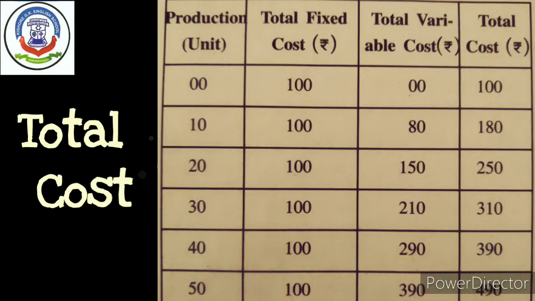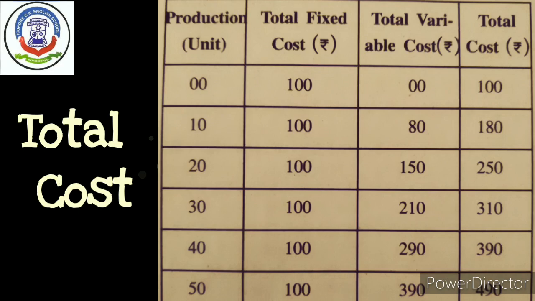In the diagram, on the x-axis units is measured and on the y-axis total variable cost in rupees is measured. As production increases from 10, 20, 30, total variable cost also increases from 80, 150 to 10. Total variable cost has a positive slope from the initial point. Total cost increases as the amount of variable cost increases.